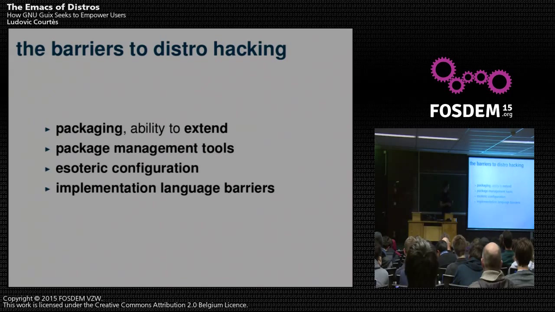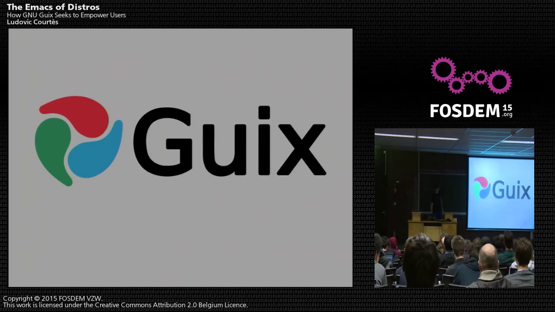Because each time you want to look at something, if there's a language barrier, at least that's what happened to me in the past, you're probably going to say, okay, I just stop at this level, and I'll see later for the next language, right? So I think all these are typical barriers to distribution hacking. And this is where GNU Guix comes in, right?